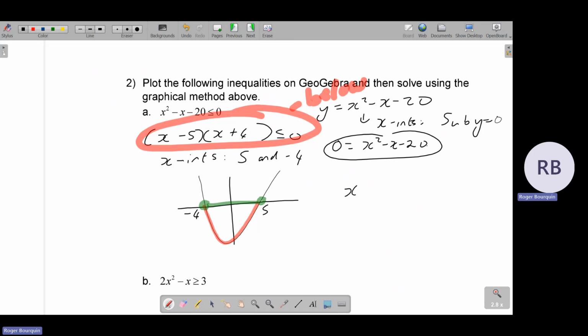Interval notation will be what? X is an element of... And if you prefer the other language, arrows to the left.